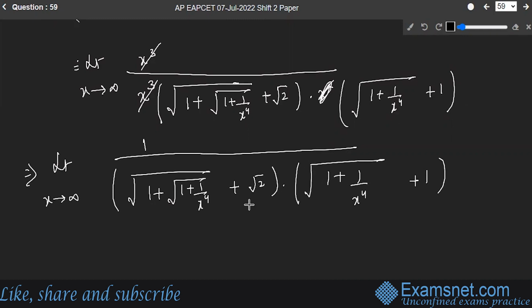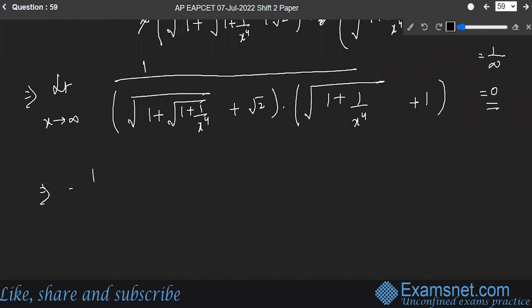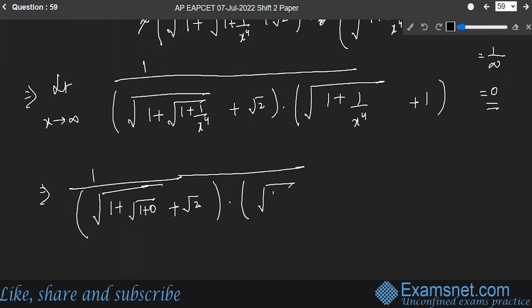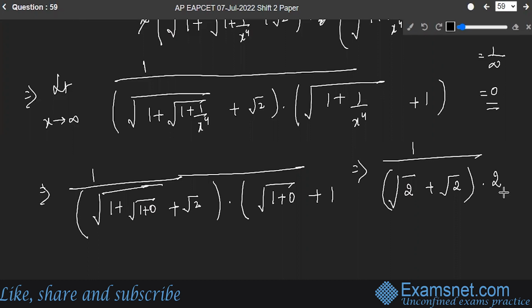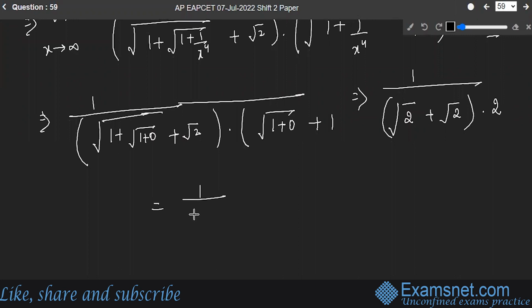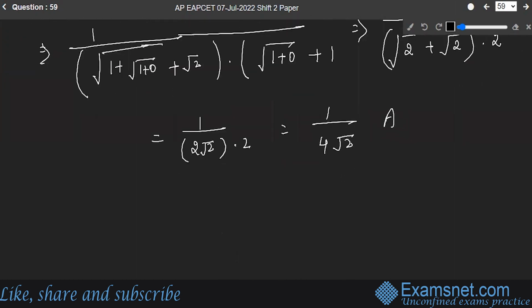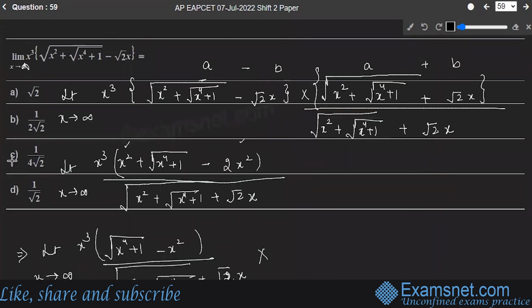Now when I put x to infinity, 1 upon x will be 1 upon infinity, which is nothing but 0. So this will be equal to 1 upon root of 1 plus 1 plus 0 plus root of 2, whole multiplied by root of 1 plus 0 plus 1. So this will be 1 upon root of 1 plus 1, which is root 2, plus root 2, plus root 1 is 1. So 1 plus 1 gives you 2, and 2 into 2 is 4, which is equal to 1 upon 4 into root 2. So this is the answer to our question, 1 upon 4 root 2. Let's check with the options. Option C is going to be our correct answer. Hope you are clear with this.